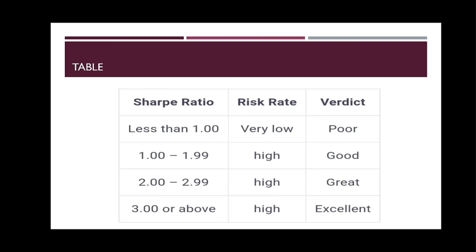When it comes to the second, Sharpe ratio is 1 to 1.99. Here the ratio is high and returns are also high. So it is good. Sharpe ratio 2 to 2.99, the ratio is higher. Returns are also high because the difference between risk-free and actual return is more than the standard deviation.